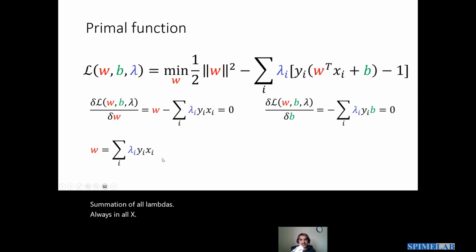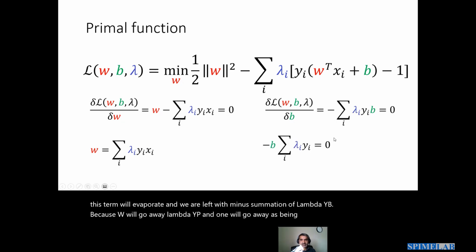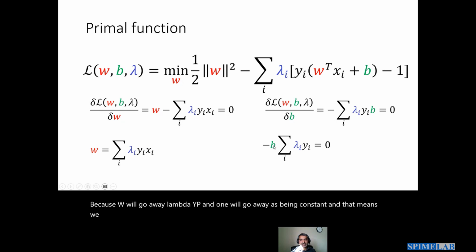Some insight. Let's put beta, the B, the intercept, into the mix. With respect to B, this term will evaporate, and we are left with minus summation of lambda Y B, because W will go away, lambda Y B, and 1 will go away as being constant. And that means we can take B out, and minus B, it means nothing.